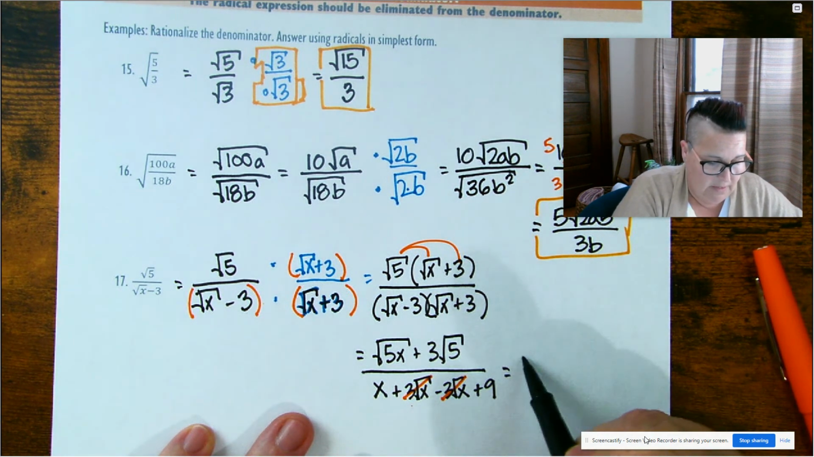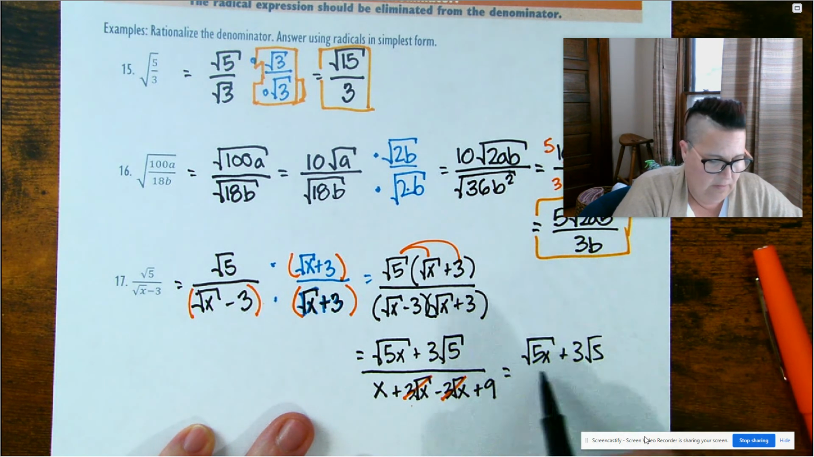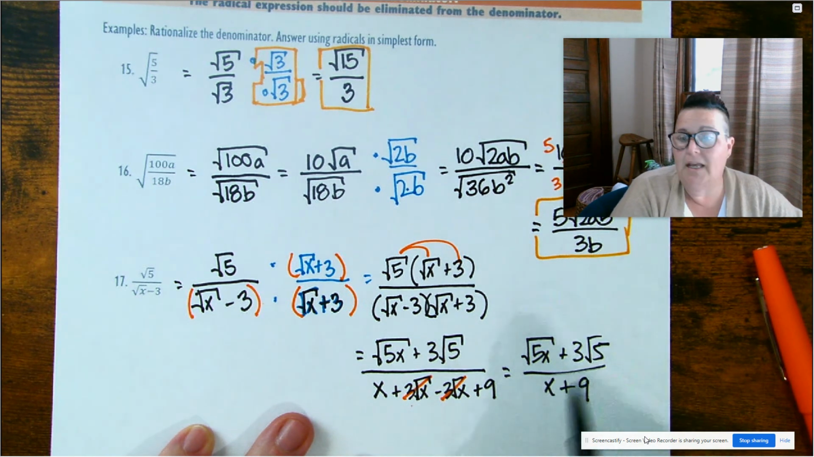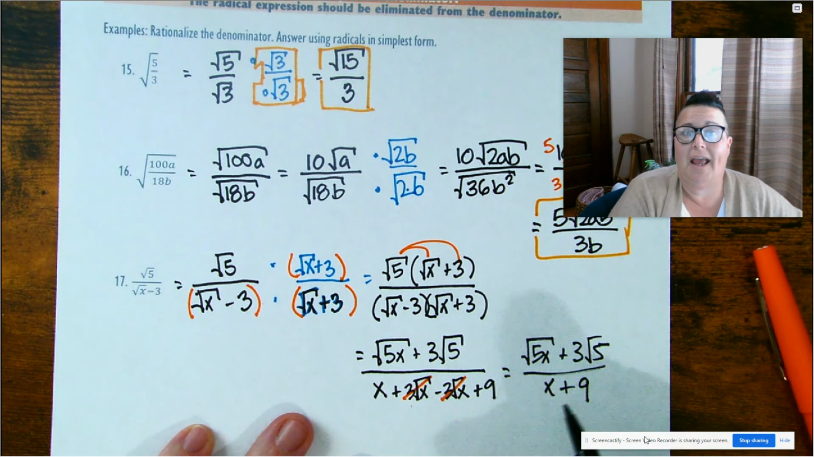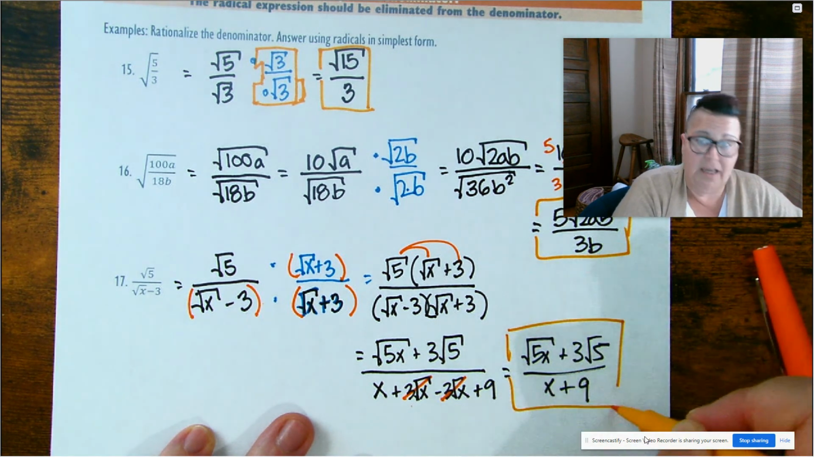So this is going to give me the square root of 5x plus 3 square roots of 5 over x minus 9. And now I do not have any radical expressions in the denominator, and I cannot simplify any radical expressions in the numerator. So this is as far as I can go.